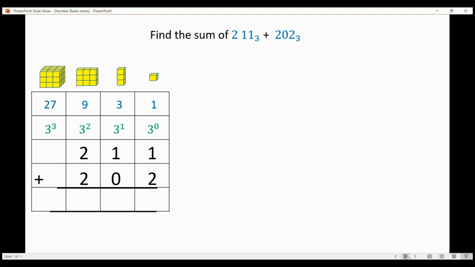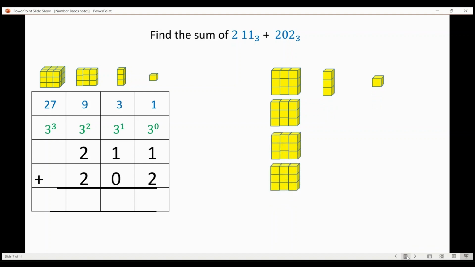And how do we do that? Well, we're supposed to, in our classrooms, be able to apply this by adding downwards, but I want to show a physical representation of it. So we have 2 groups of 9 and 1 group of 3 and 1 group of 1. So we have that from 211. Right? 2 groups of 9, 1 group of 3, 1 group of 1. And we're going to add that to 202, which is 2 groups of 9, no groups of 3, and 2 units.